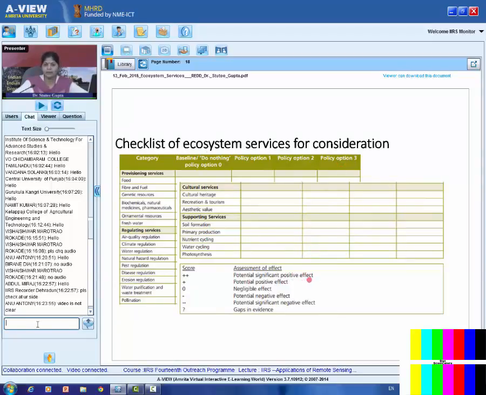Score can be like potential significant positive effect, it can be potential positive effect alone, there could be negligible effect, potential negative effect, potential significant negative effect. It's a scale that varies. We can also quantify these scores in terms of numbers.